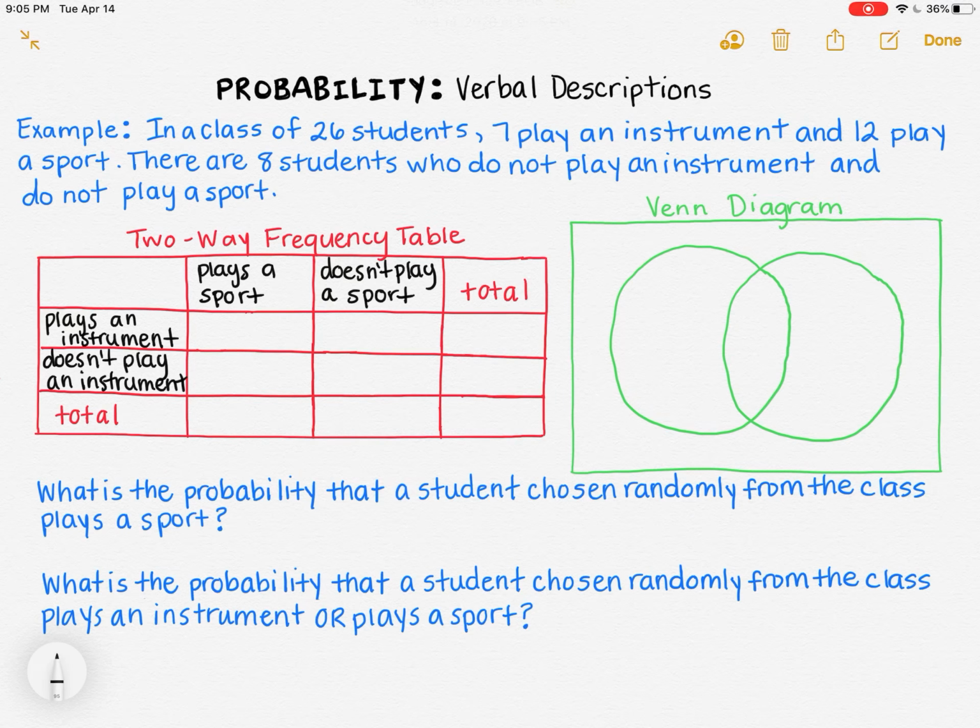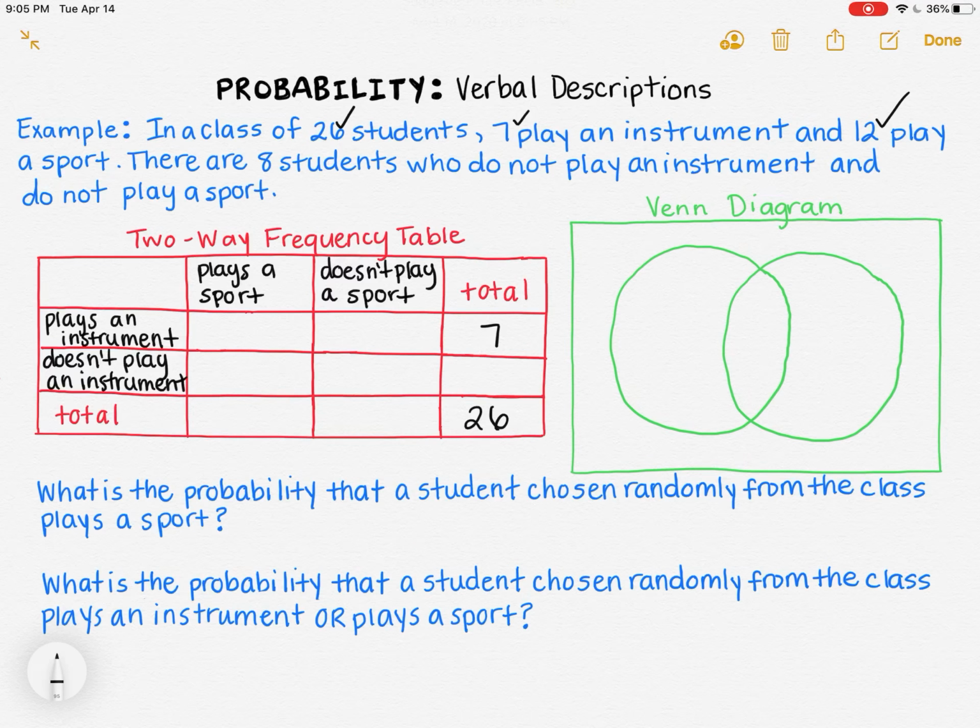All right, now let's look at the information they gave us and put it in the table. We were told that there are 26 total students in the class. That's my grand total number of students, so it's going to go in the bottom right total box. Then we were told that 7 students play an instrument. So I'm going to go to the plays an instrument row and go over to the total column and put a 7 in that box because 7 total students play an instrument.